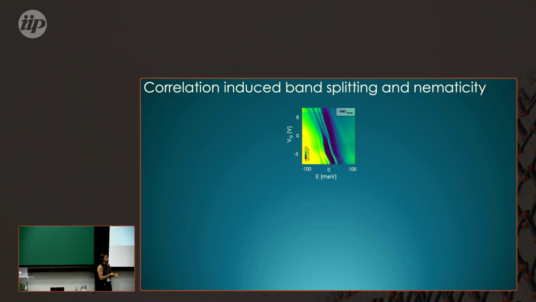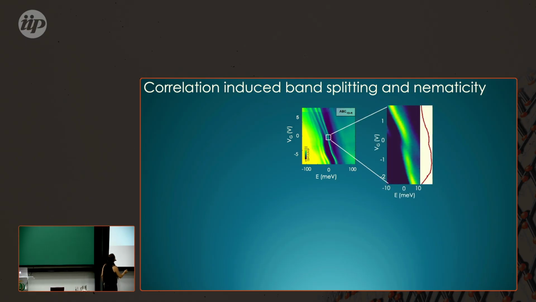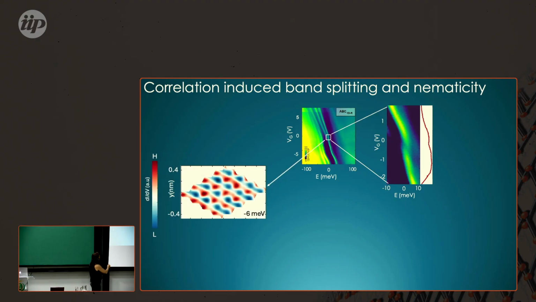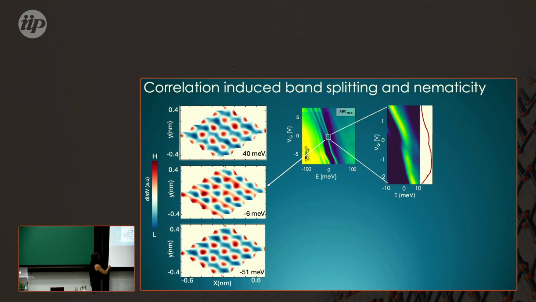And the next thing, this is the last thing I just want to show, we wanted to see whether we see effects of correlation already without displacement field. And indeed, if you look at zero displacement field, we see already splitting of the band, which is also accompanied by some nematicity of the wave function. If we go to other energy, it looks more symmetric.